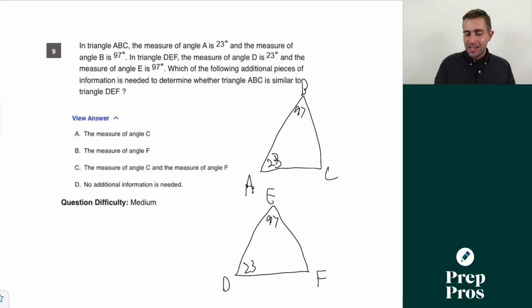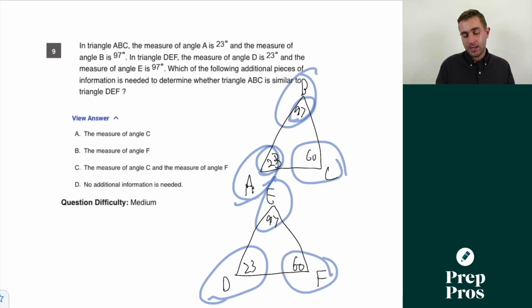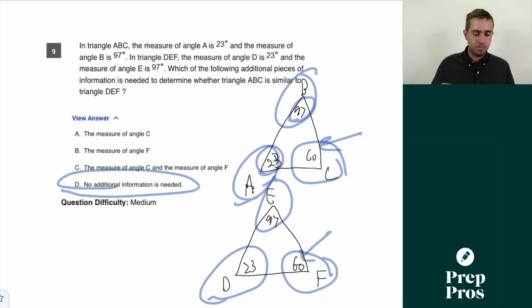Now, if all of our corresponding angles are the same, we're going to have similar triangles here. So what we can see is this is 97, this is 23. That means angle C would equal 60, which also means angle F would equal 60. So all of these corresponding angles of D and A, B and E, and C and F are all the same, so we don't need any additional information to identify that these are similar triangles. The only tricky part is we simply have to solve for that missing angle in both of the triangles to make sure it's the same.